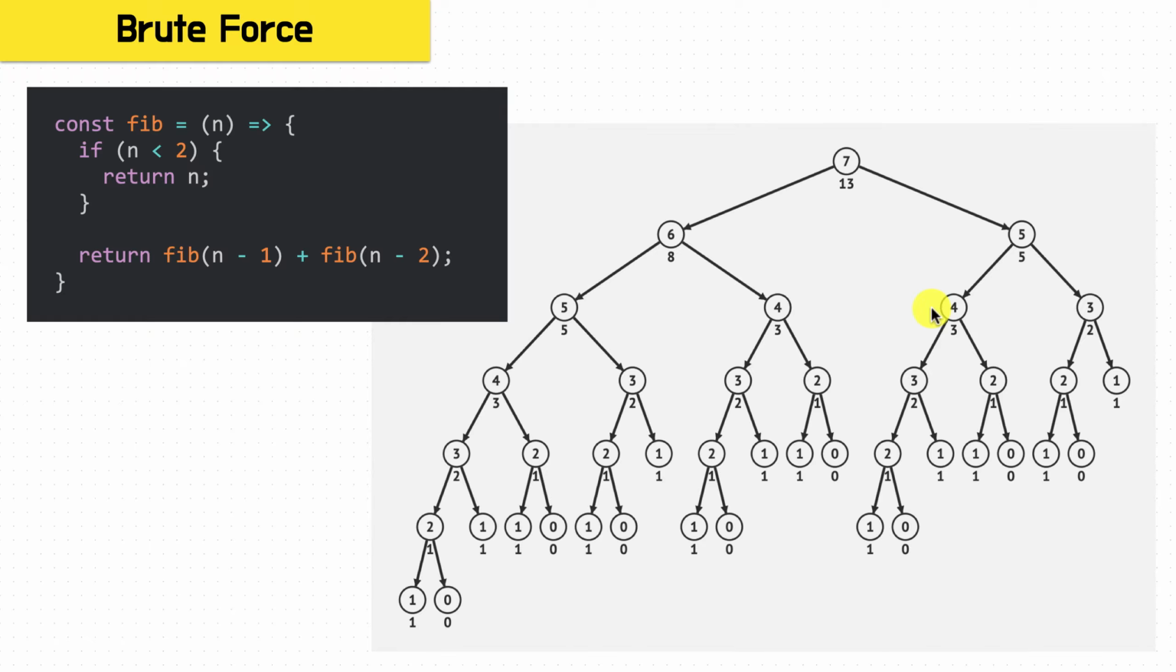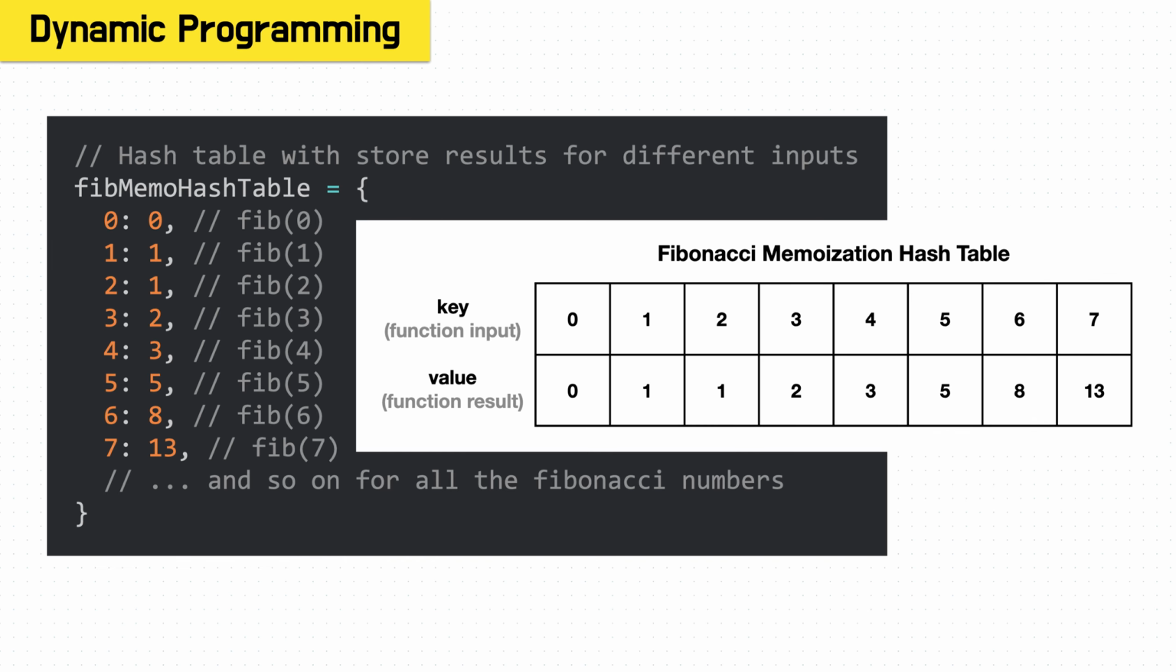But what we can do is use memoization to store the results from these function calls so we don't call it multiple times. For example, after we calculate Fibonacci of 4 for the first time, we store this value and then just return that value at each additional function call. And we do this for all the Fibonacci numbers after we calculate them for the first time. And the way we're going to do this is by using a hash table.